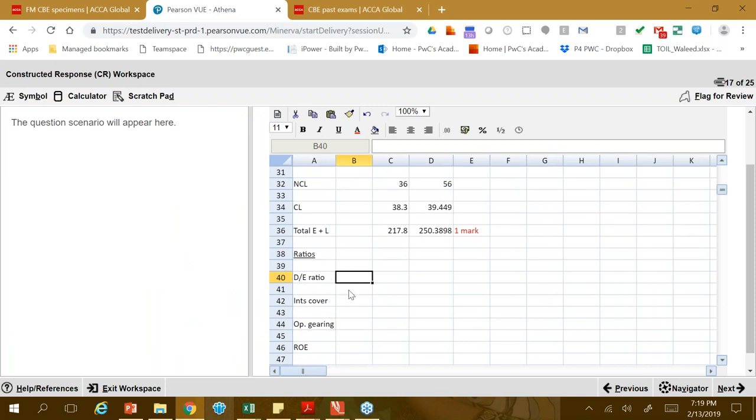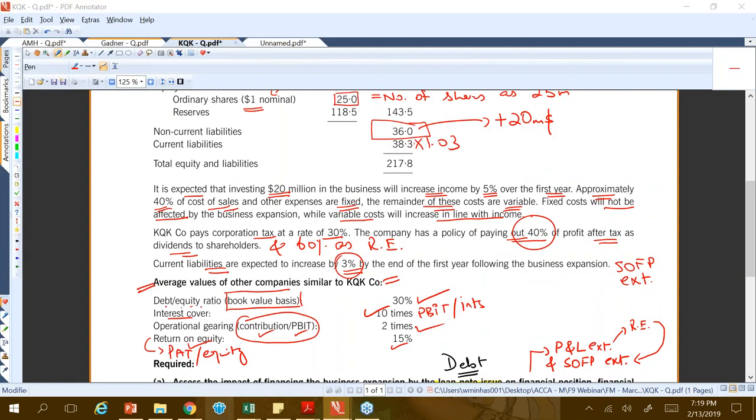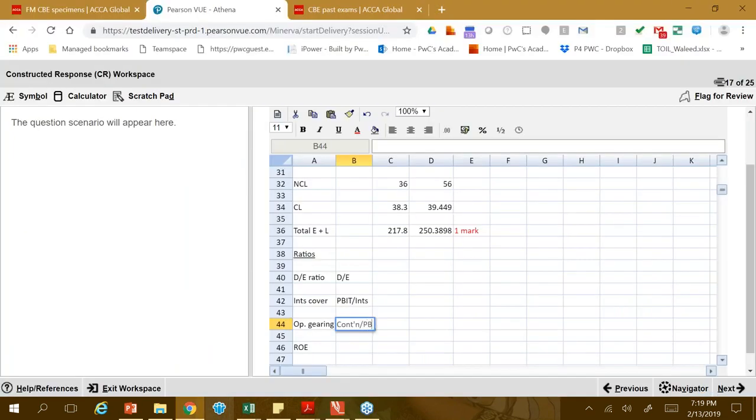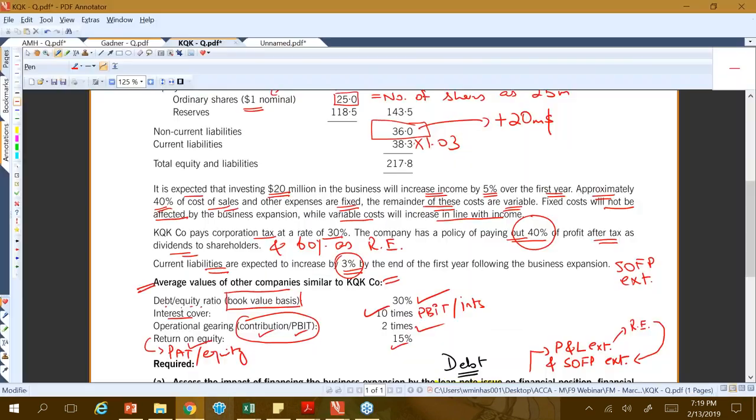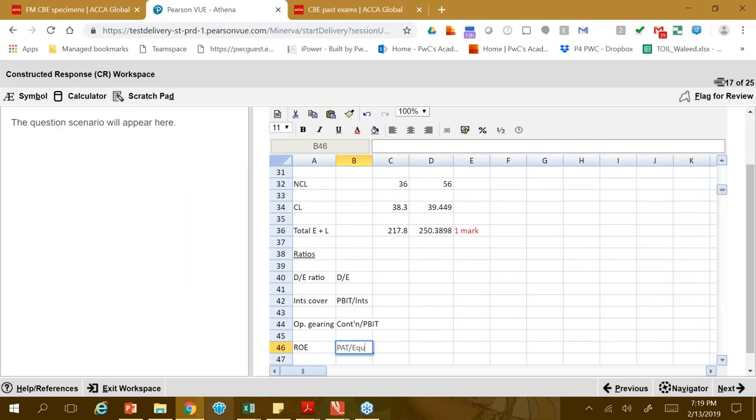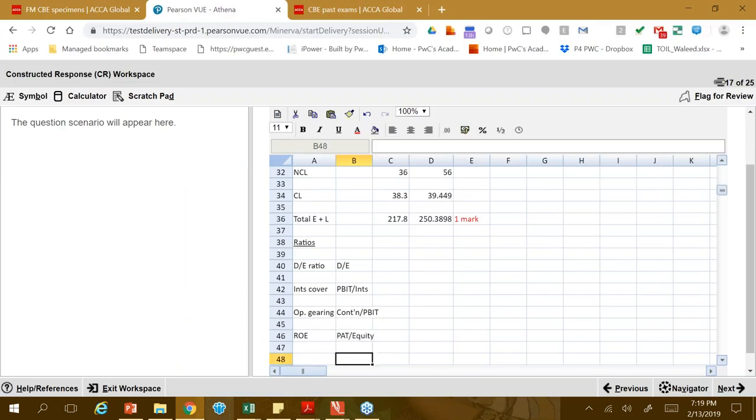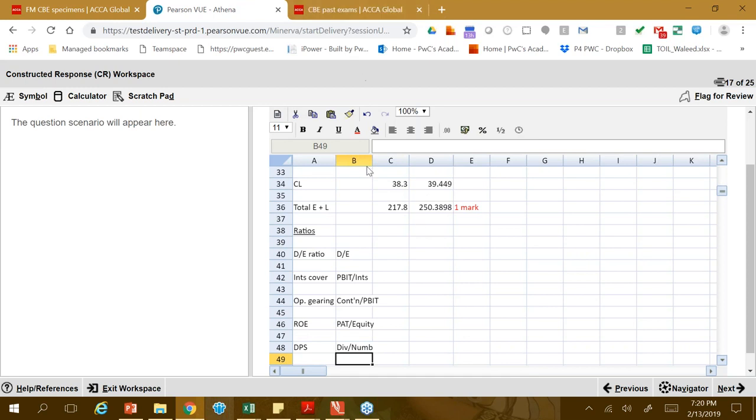Debt to equity ratio is simply debt divided by equity. Then interest cover is PBIT over the interest. Operating gearing, the examining team has told us to use contribution over PBIT, so we'll use that. And then ROE is profit after tax over the equity. Now, because the examining team also wanted something on the shareholders' wealth, I can calculate a little DPS. So dividends over the number of shares. So these are all the ratios we're going to do.